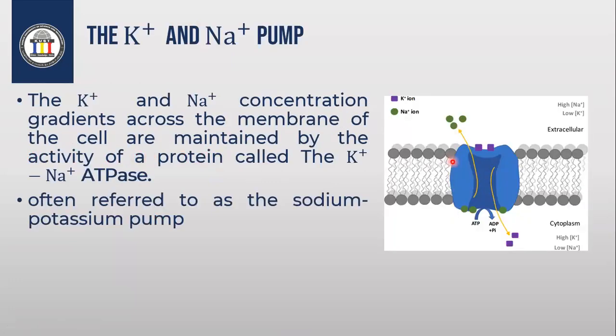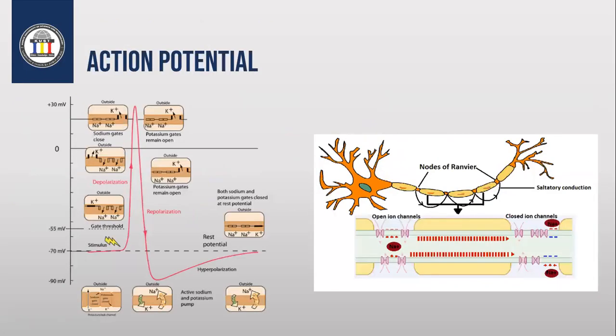We have another thing, we name it the Na plus, K plus pump. This pump is to keep the concentration of K plus inside the cell membrane and to keep the concentration of Na plus outside the cell membrane. If any low concentrations happen, it will be maintained by the activity of the protein called the K plus Na plus ATPase. So this will maintain the concentration of Na plus and K plus outside and inside, clearly.